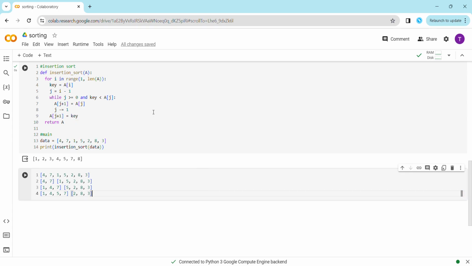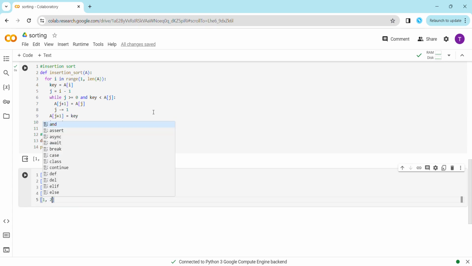So the fifth number, 2, is once again compared against the elements in the sorted subarray. As 2 is larger than 1 and smaller than 4, 4, 5, and 7 move one position up, leaving an empty space for 2 to be inserted into the sorted subarray.